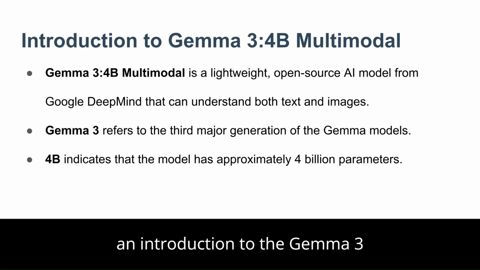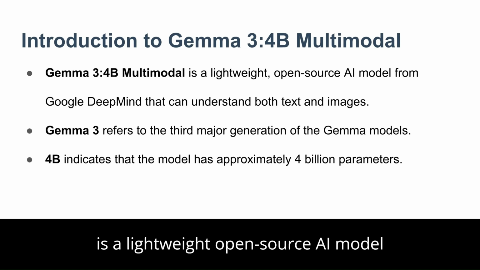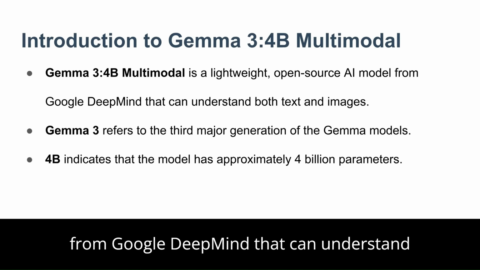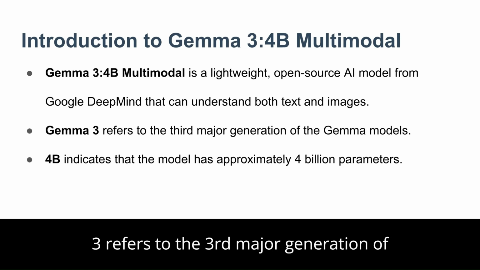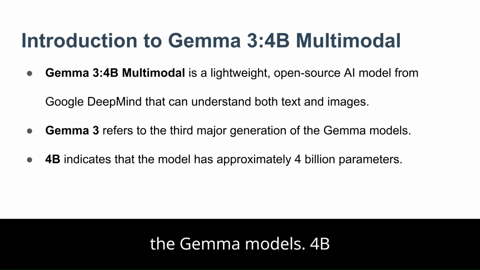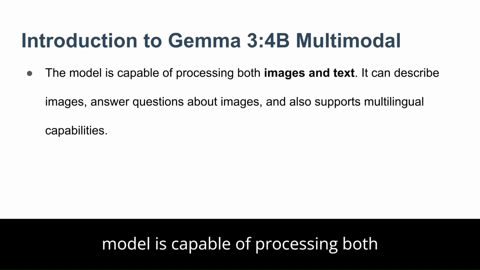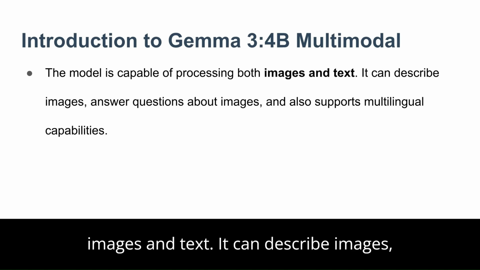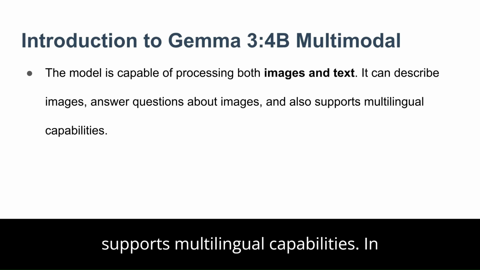Now let's look at an introduction to the Gemma 3 multimodal. Gemma 3 Multimodal is a lightweight open source AI model from Google DeepMind that can understand both text and images. Gemma 3 refers to the third major generation of the Gemma models. 4B indicates that the model has approximately 4 billion parameters. The model is capable of processing both images and text. It can describe images, answer questions about images, and also supports multilingual capabilities.